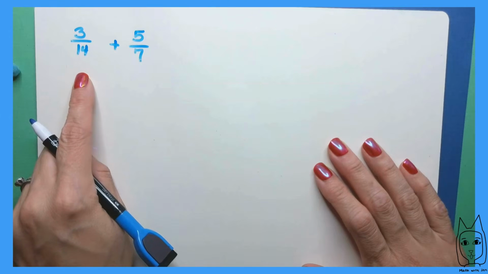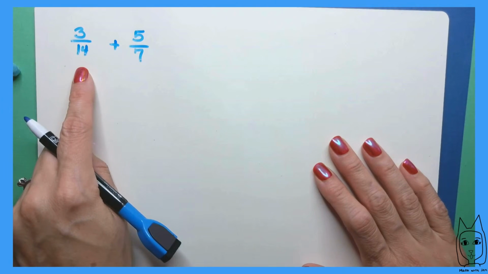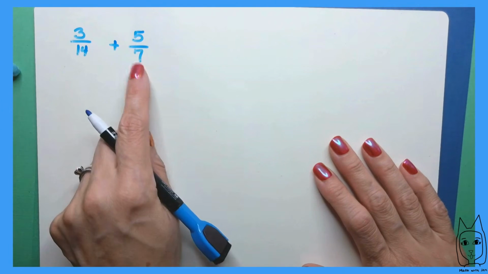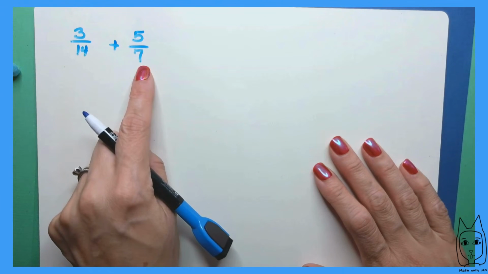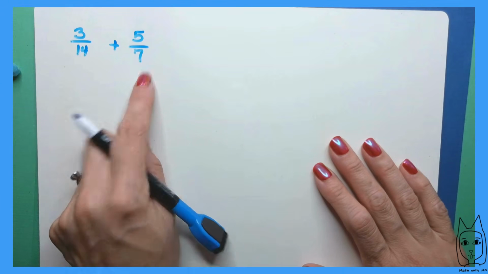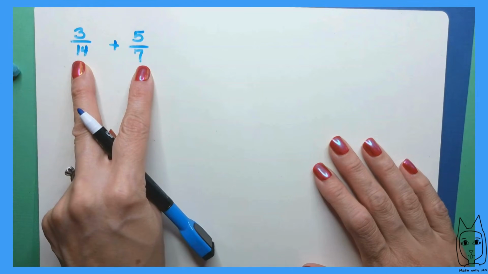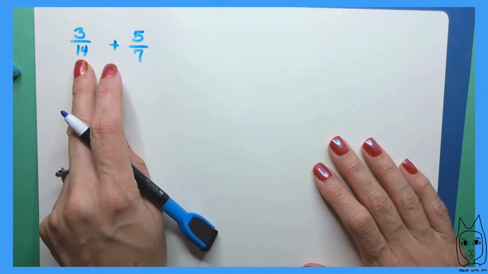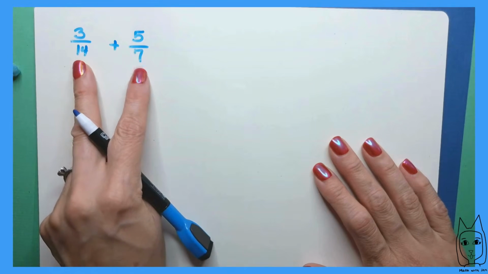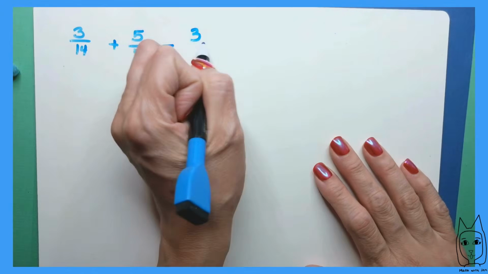This example we're going to look at ties in with the 2 packages of gummy worms that we were talking about. Let's say we were talking about 3/14 of one package. For that other package of gummy worms, in order to add anything together, we need to talk about the same number of equal parts. So we're going to look at the 2 denominators and we're going to think of a multiple that they have in common. I know that 7 times 2 is 14, and I know 14 times 1 is 14, so I'm able to get a like denominator.